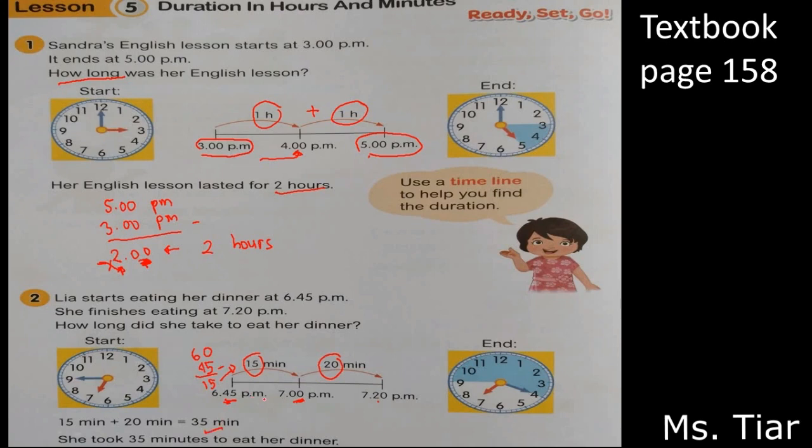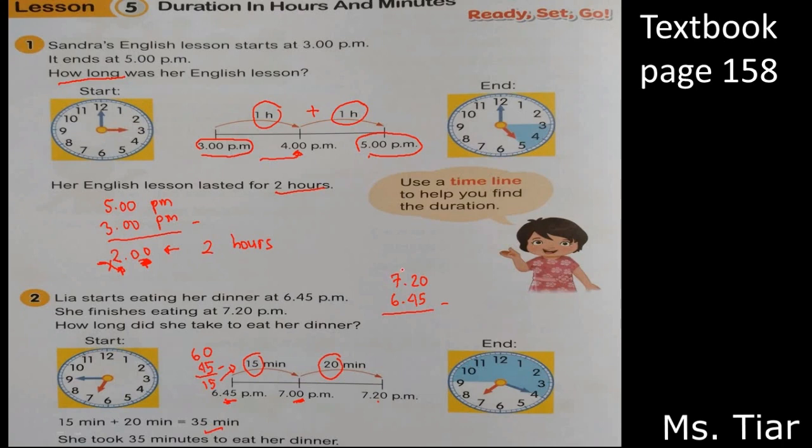Why do we need to use the timeline? The timeline is used to make it easier for you to count the minutes or the time. Get it? Actually, you can directly subtract it like this. You put it vertically. But once again, not all of you pay attention to the detail, right? So you need to use the timeline. If you can do the timeline well, and you want to make it faster, you can use this way.